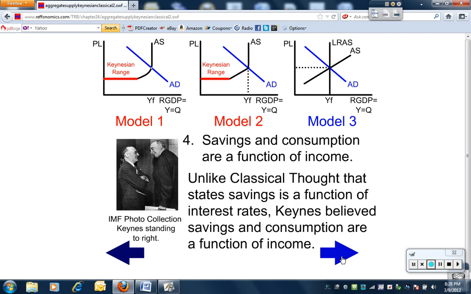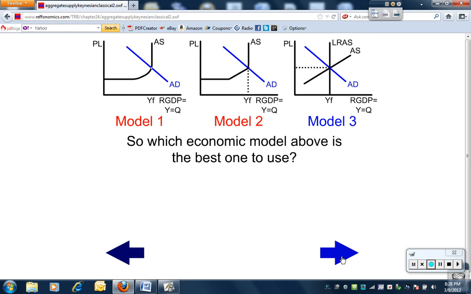Number 4 is how the Keynesian model differs in that savings and consumption are a function of income. Classical thought basically stated that savings was a function of interest rates, whereas Keynes believed that savings and consumption are a function of income.